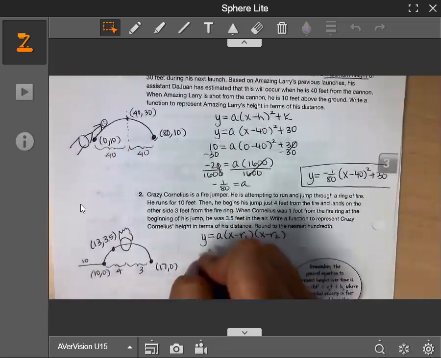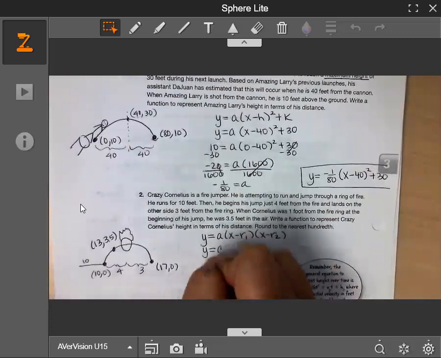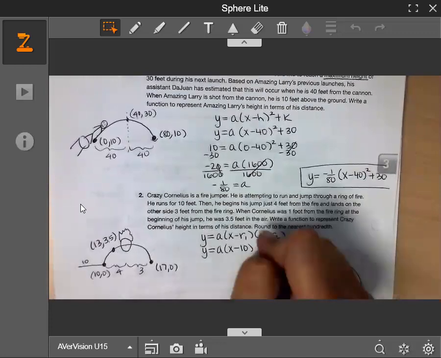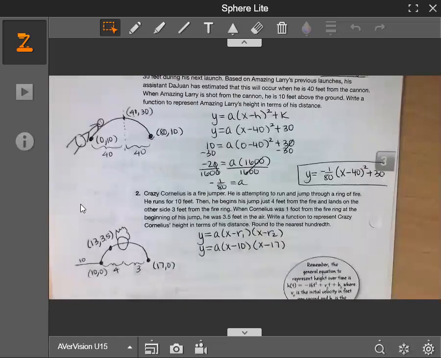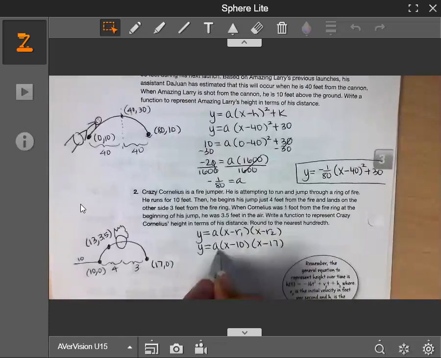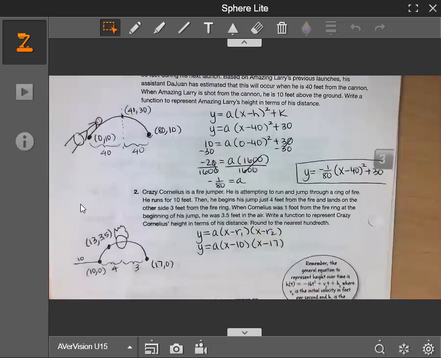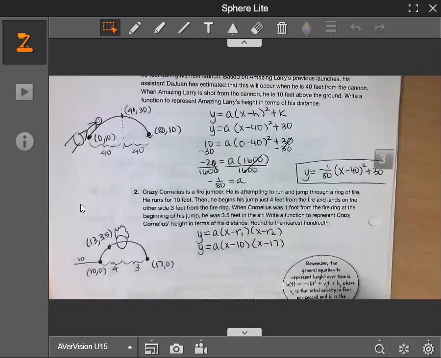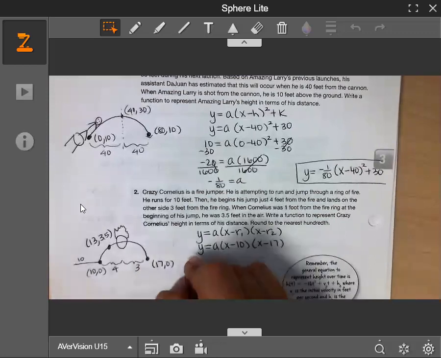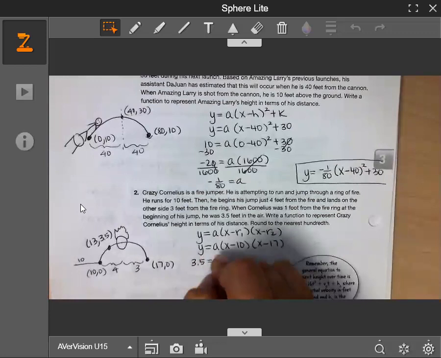So I start by putting in my roots. So that's x minus my first root, which is 10, x minus my second root, which is 17. We still need to figure out what this a value is to make it a quadratic. So we're going to take the points from this xy value and plug them in to find that a. So I plug in 3.5 for my y and 13 for my x.